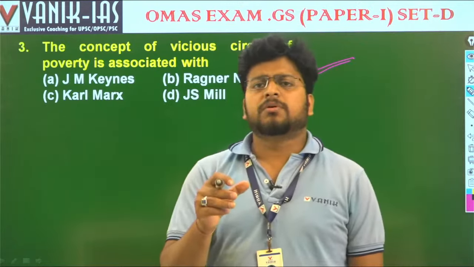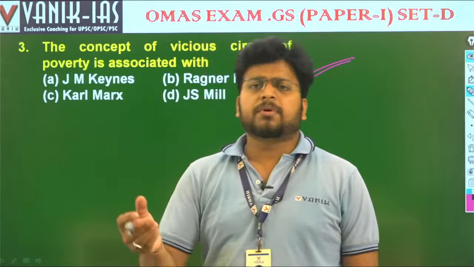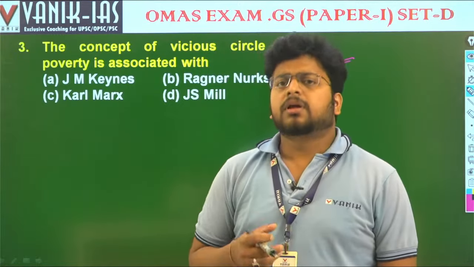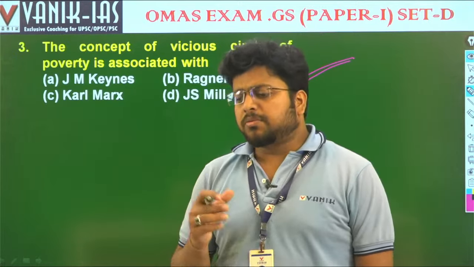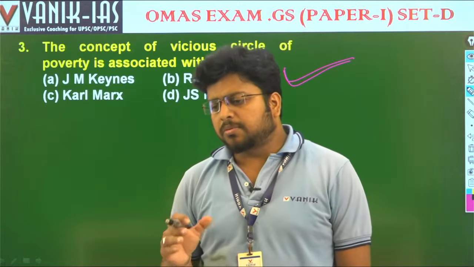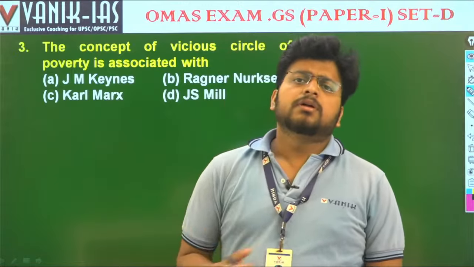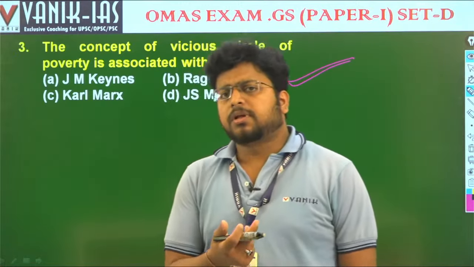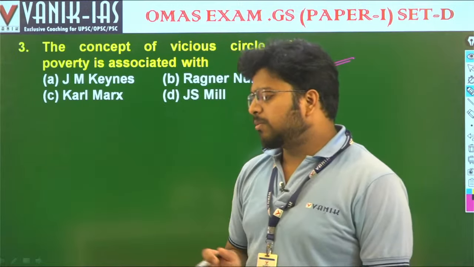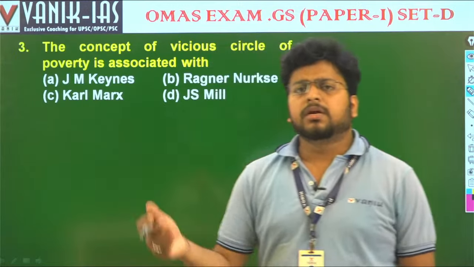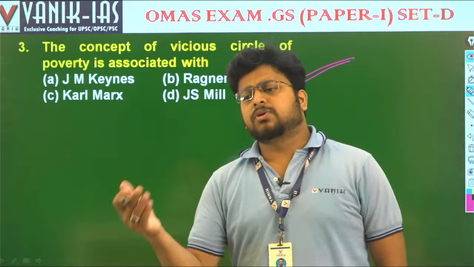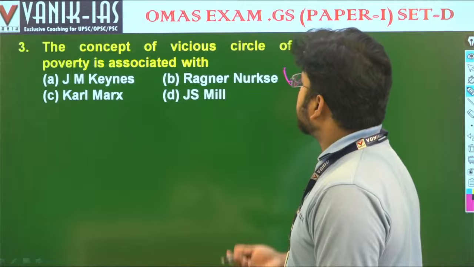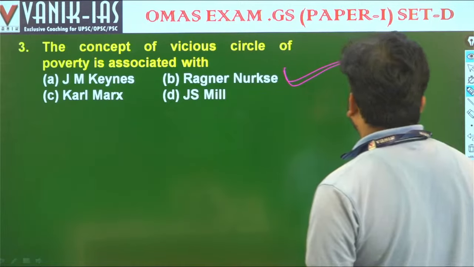Suppose you are in poverty, then nutrition will not be proper, then health issues will be there, then again you will be in poverty. Or you cannot provide proper education, lack of proper education means lack of employment, then there will be poverty. These are vicious cycles of poverty. Or in economy also, if there is lack of capital, then there is no profit, then money makes money and poverty makes poverty. This is a vicious cycle of poverty. So B is the answer.